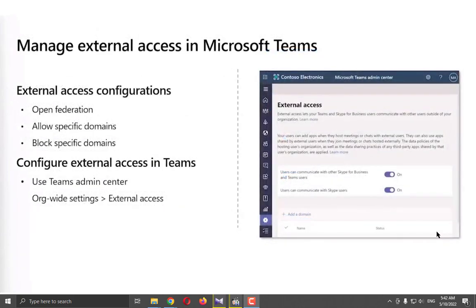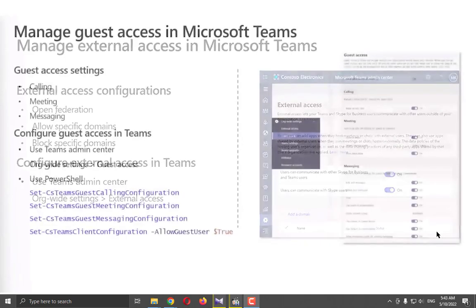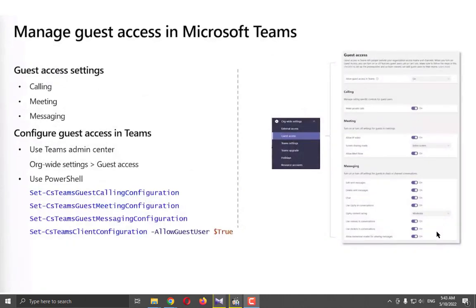Let's talk managing external access in Teams. You've got some choices. Do you want to have users communicate with other Skype for Business and Teams users, or communicating with other Skype users? And you can have open federation, or you can allow or block specific domains, whichever is the most efficient way to go.